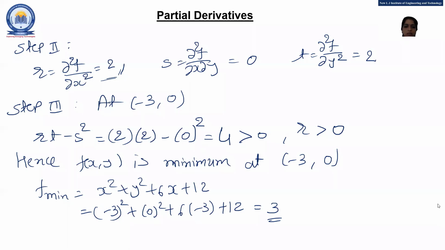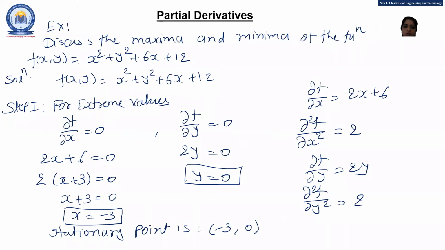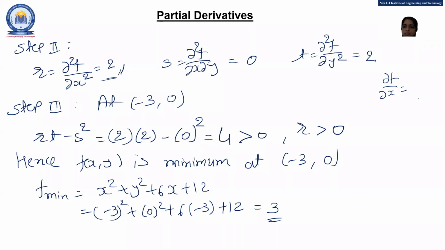Kalp, we want to find del square f by del x del y, right? For that, what is our del f by del x? Our del f by del x is 2x plus 6. Now, to find del square f by del x del y, we have to take the derivative of this function with respect to y. But there is no y, and both these terms are constant. So my answer is 0.